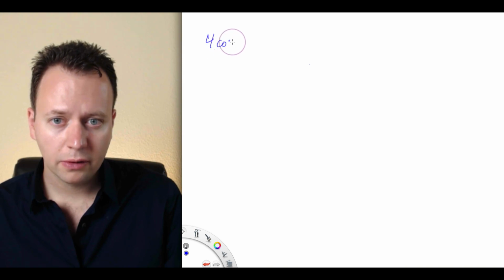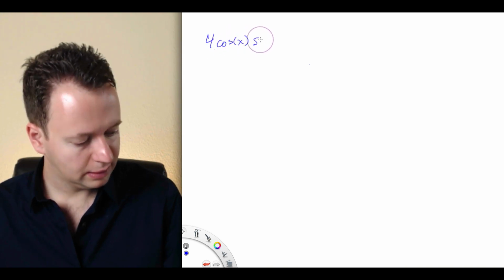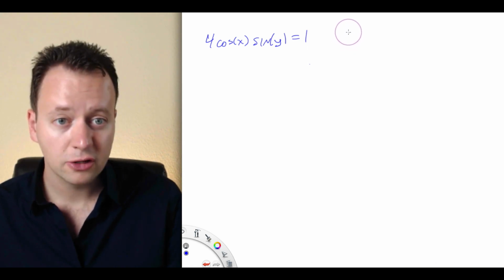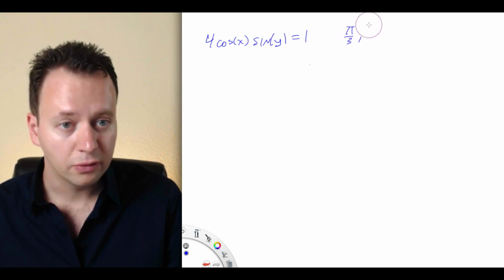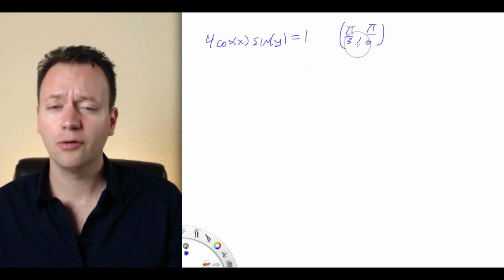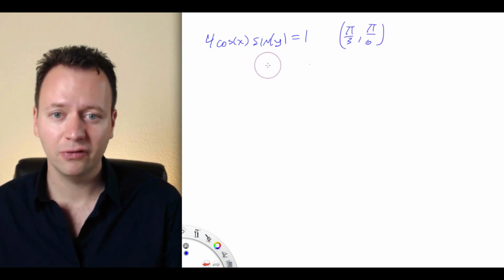Equation is given by 4 cosine of x sine of y is equal to 1, and we want to compute the tangent line at the point pi over 3, pi over 6. So first, is the point pi over 3, pi over 6 actually on the graph of this?